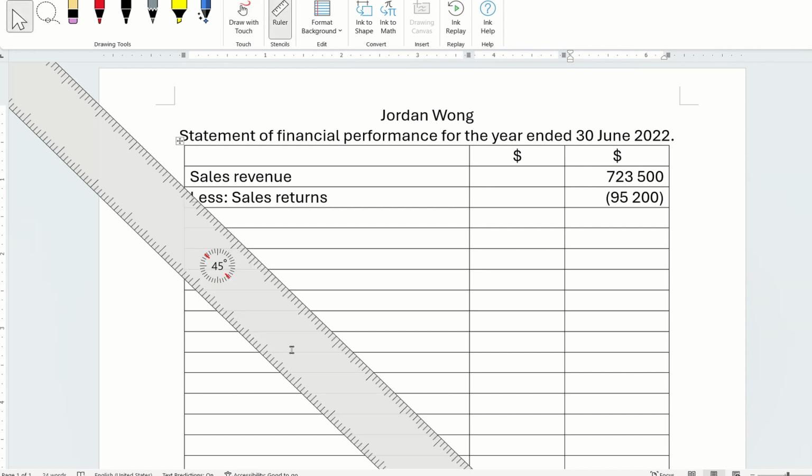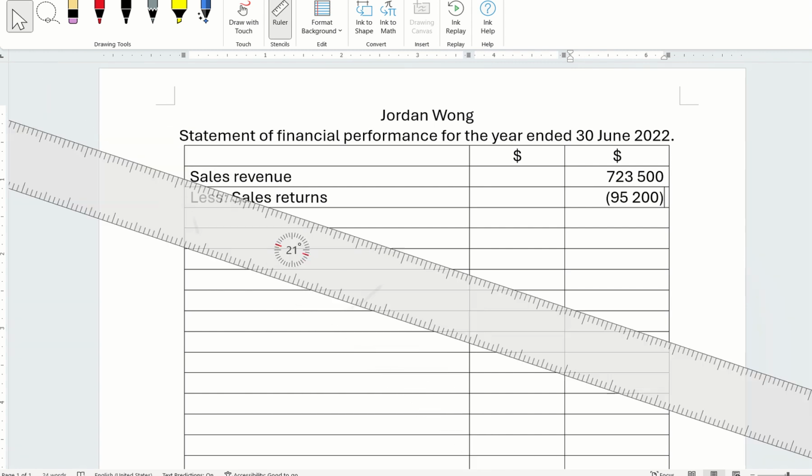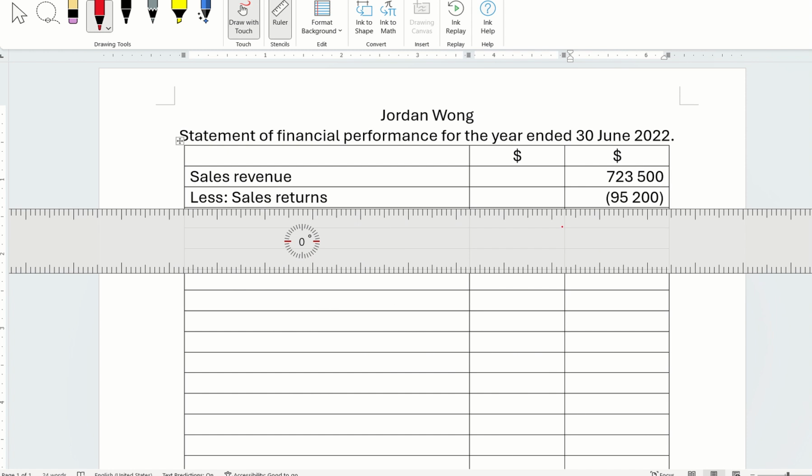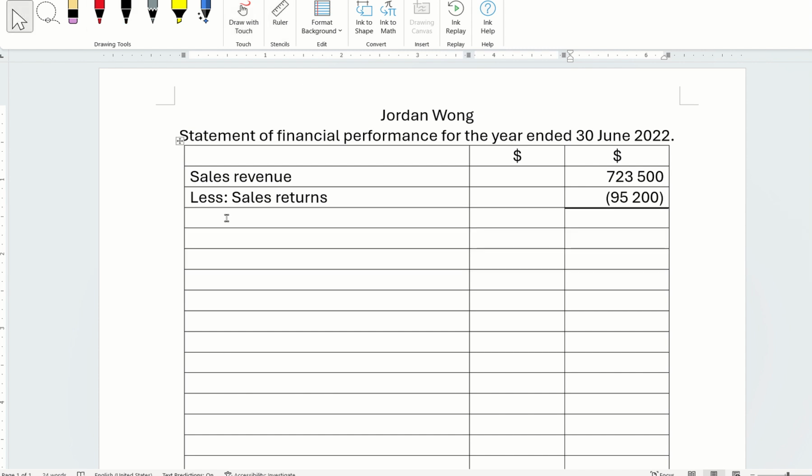After that, you should take a ruler and draw a line. We'll use black. Take a ruler and draw a line. And sales revenue less sales return is net sales revenue. I'll take my calculator and do a calculation, and I will get 628,300.